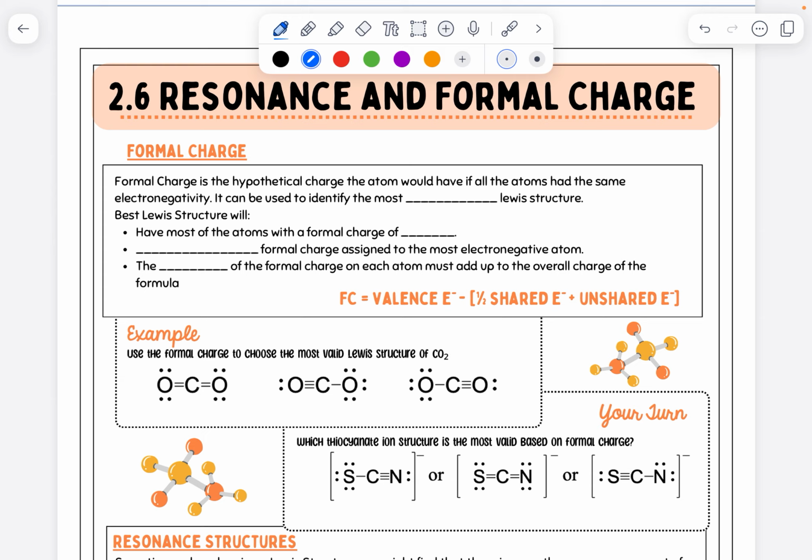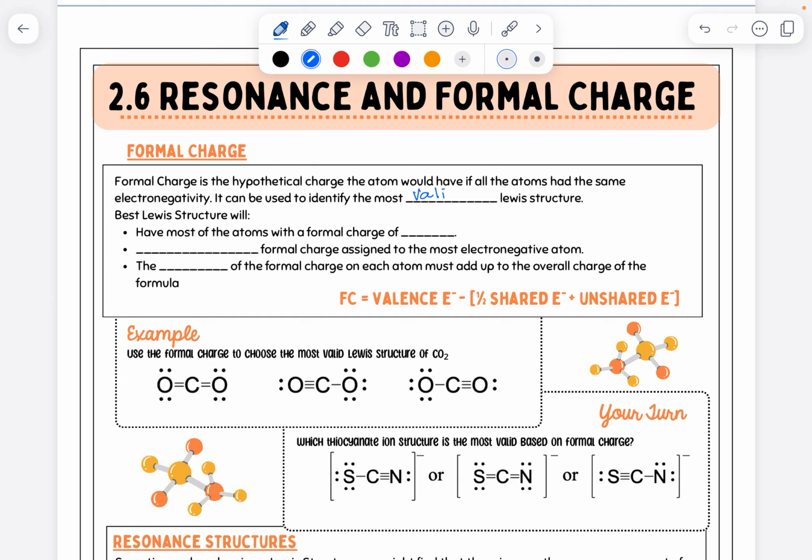Hello, this is Mrs. Pinkerton, and 2.6 covers resonance structures and formal charge. Sometimes when we draw Lewis structures, as we did in 2.5, there's more than one valid structure that you could draw based off of the rules. So we use formal charge to determine which structure is the better Lewis structure. Formal charge is the hypothetical charge the atom would have if all the atoms had the same electronegativity. It can be used to identify the most valid Lewis structure.